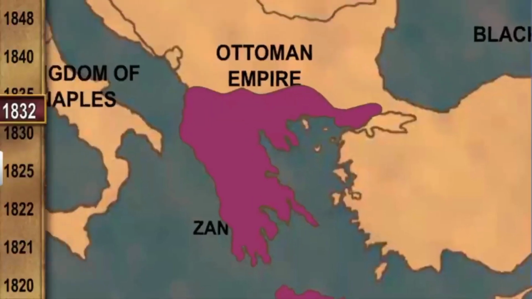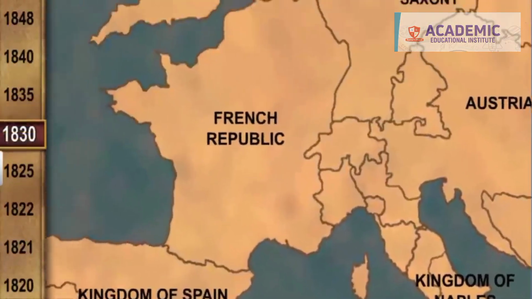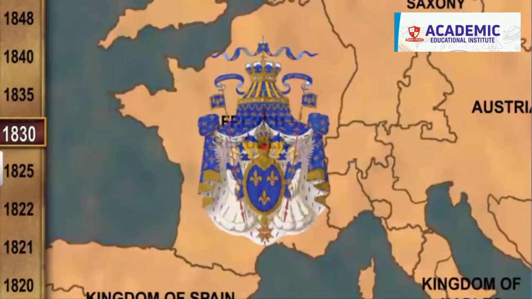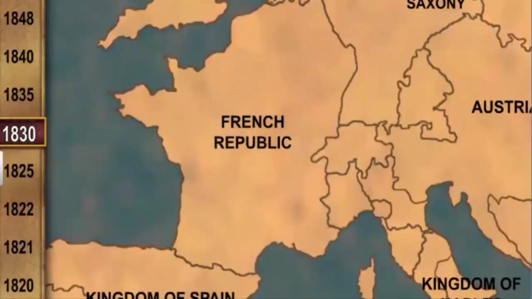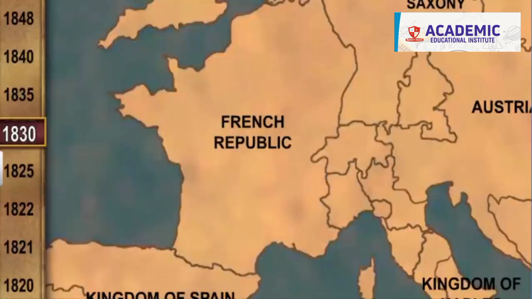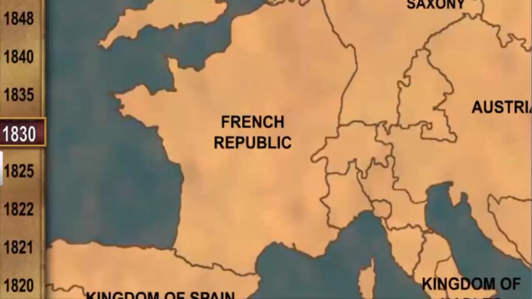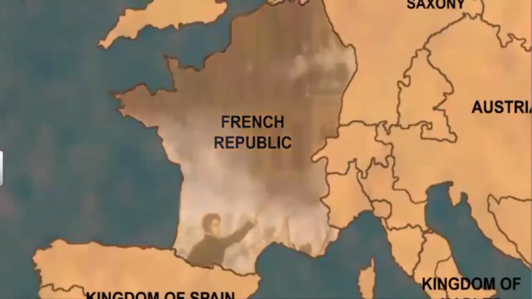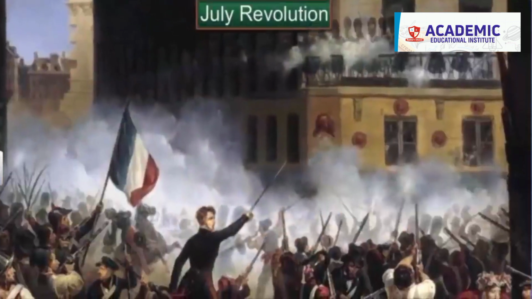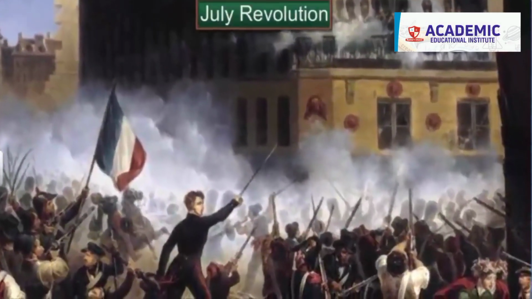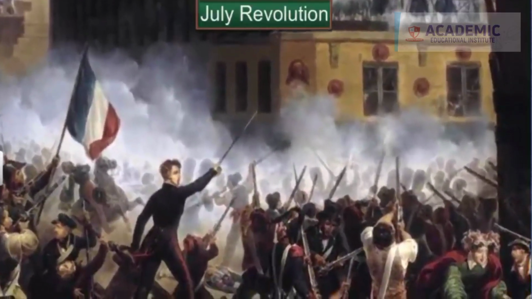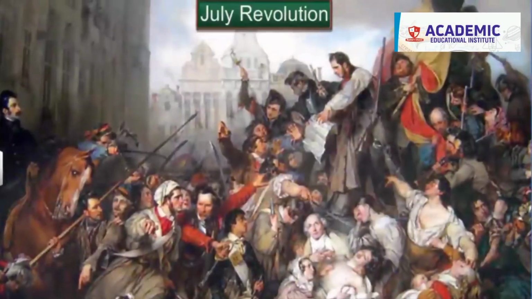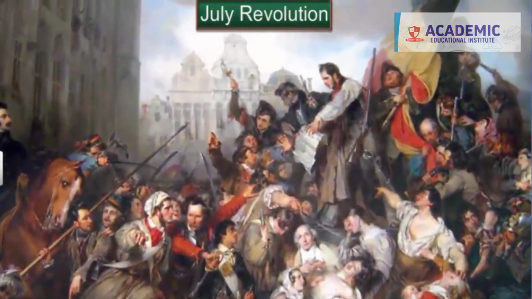In 1830, the Bourbon dynasty, restored in 1815 during the Conservatives' reaction, was overthrown by liberal revolutionaries. The French Revolution of 1830 is also known as the July Revolution. Inspired by the French or July Revolution, Belgium broke away from the United Kingdom of the Netherlands.